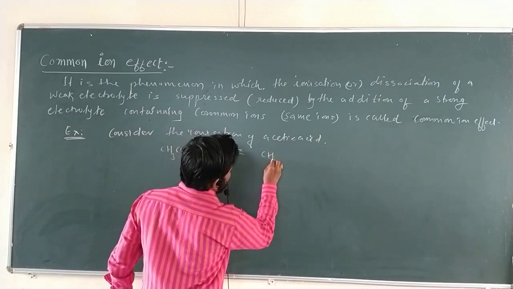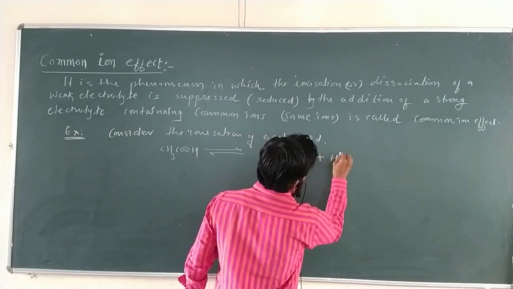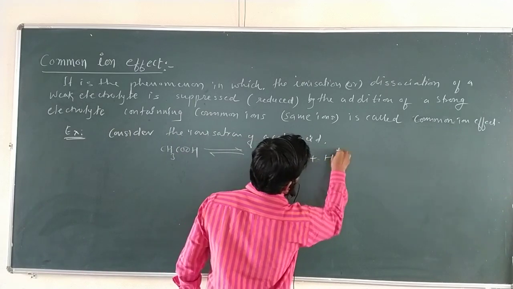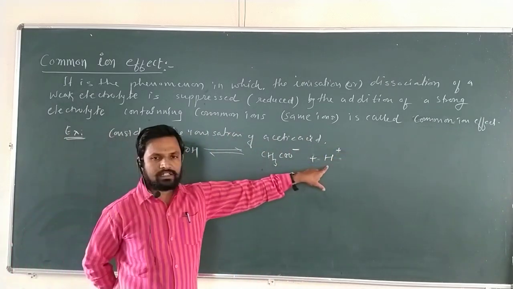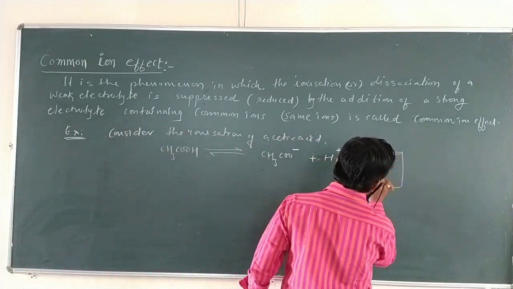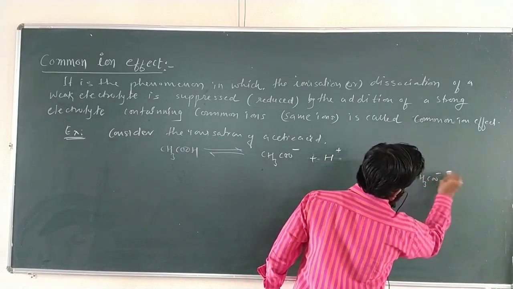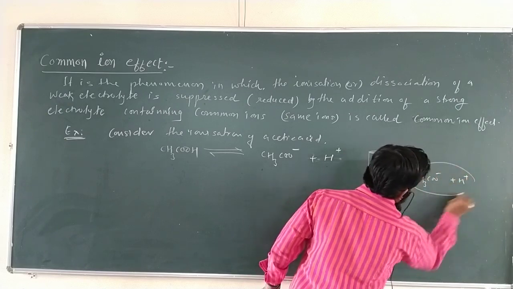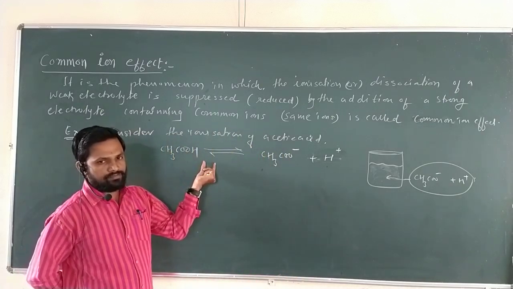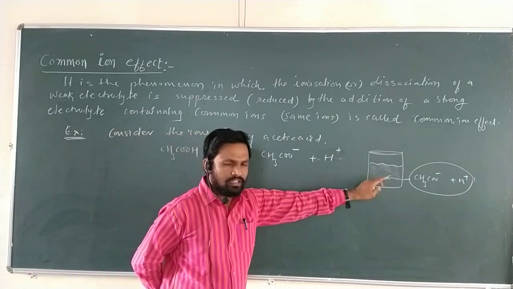How is it dissociated or ionized? Into CH3COO minus and H plus, which is the dissociation of this electrolyte, forming acetate ions and H plus ions. For example, if I take this vessel which contains an aqueous solution, it contains CH3COO minus and H plus. Let us consider this is in the solution, in the beaker.